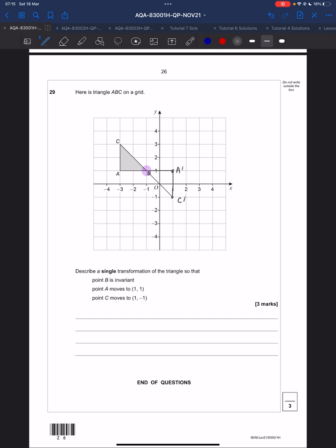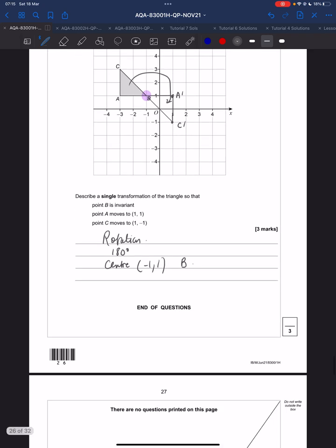Okay, so can you see, to get from there onto there, giving a clue with my arrow, it's a rotation. It's 180 degrees. It doesn't matter whether it's clockwise or anti-clockwise. And the centre is B, which is minus 1 across, 1 up, point B. There we are.